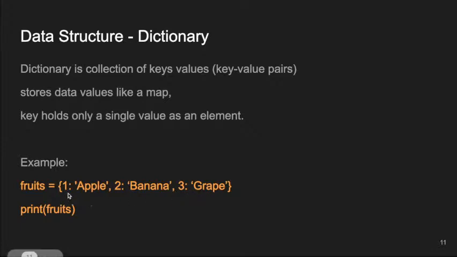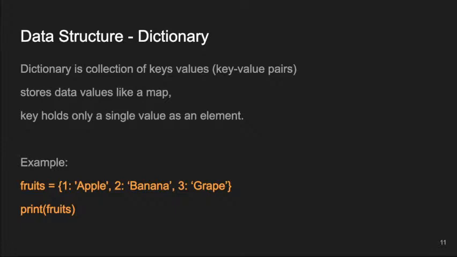Now this key can be of any data type, so it can be an integer, it can be a string, it can be any appropriate data type. The same thing with your values. So your value here can be a string, it can be an integer, it can also be a tuple, it can be a list. So it can be any data type that is appropriate for your use.